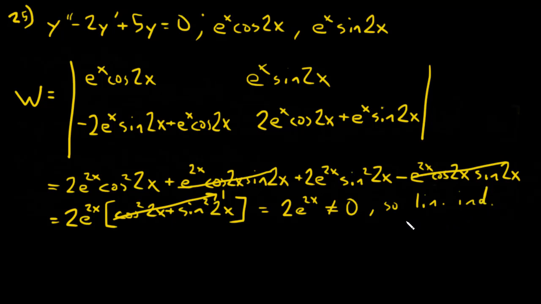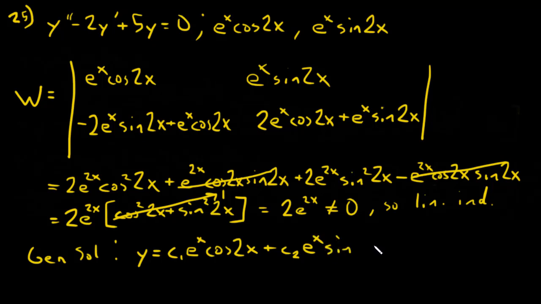And so since they are solutions that are linearly independent, I can form the general solution now. So the general solution is going to be y equals a constant times the first one. So it's just going to be c1 e to the x cosine 2x plus c2 times the second one, e to the x sine 2x. Just like that. And there you have it. That is the general solution to that differential equation. That is the fundamental solution.